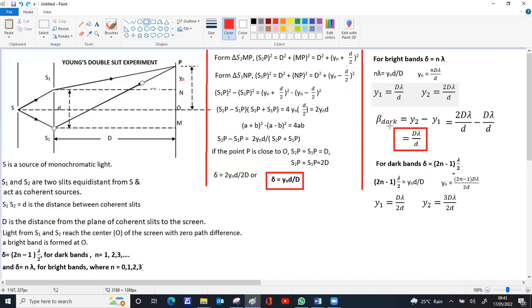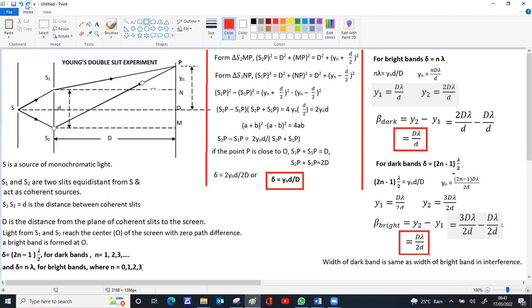Now the width of the bright band is the difference between the positions of two dark bands. So subtracting that, you get 3 D lambda by 2d minus D lambda by 2d. This will be 2 D lambda by 2d. The 2 gets cancelled. We'll get just D lambda by d. That's the width of the bright band. And it's seen both bands are of the same width in interference. Now this is called linear width or fringe width or bandwidth.